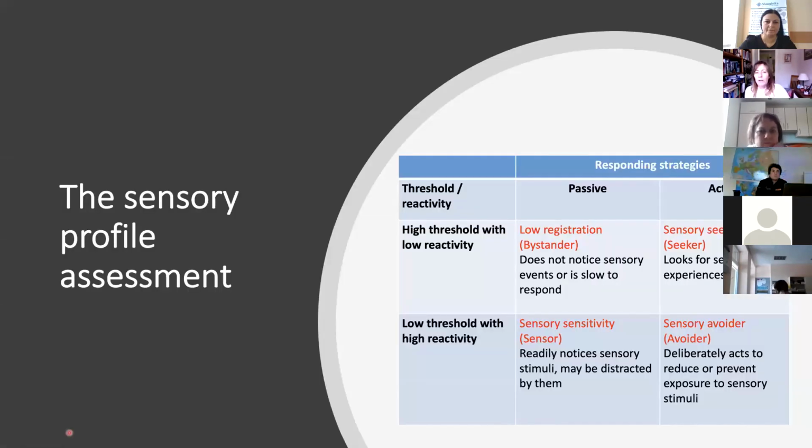So what the profile does is it looks at, as I said, your threshold level. So do you have a low threshold? That means that you don't need much sensory stimulation before you respond. Or do you have a high threshold, which means you need lots of sensory stimulation before you respond? Now, most people, it's not quite as straightforward as that, because some people will have a behavior response according to the amount of sensory information coming at them.